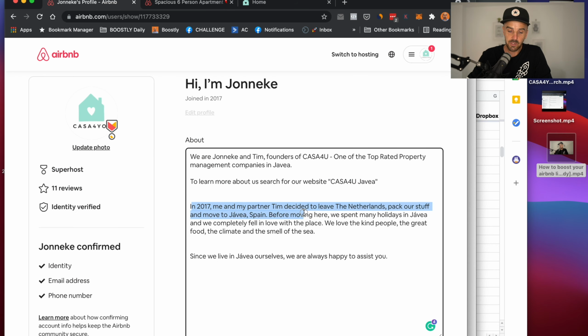Then we've got a little bit of personal, which is going to go right here, which is what they had. And then, since we live in Javier ourselves, we're always happy to assist you. So that goes to show the user, the future potential guest, that they are on site and they do meet and greets, which is great. This is one of the big niches of what they do. They do the meet and greet, which is what I love.